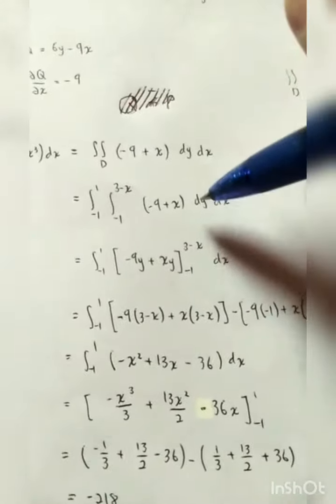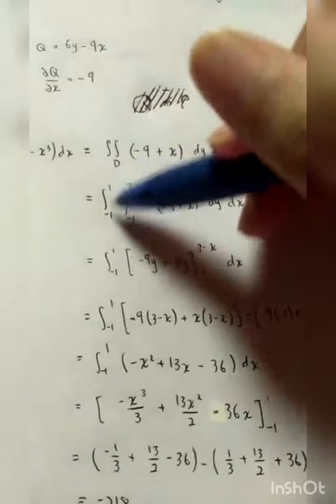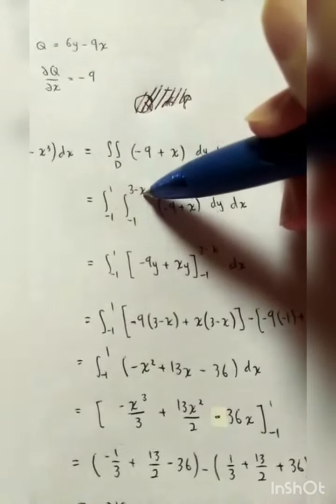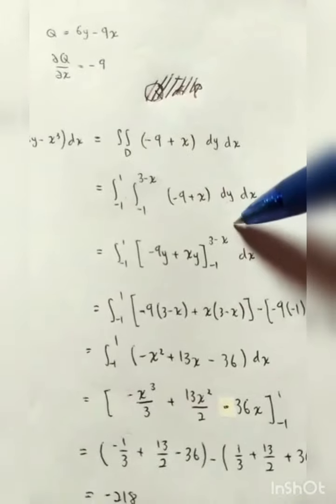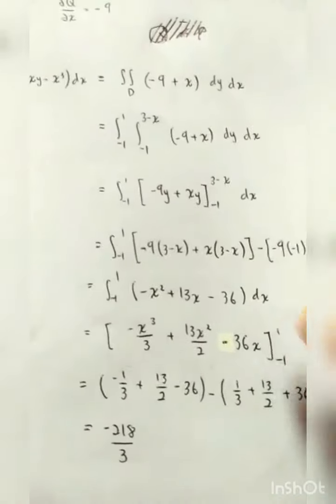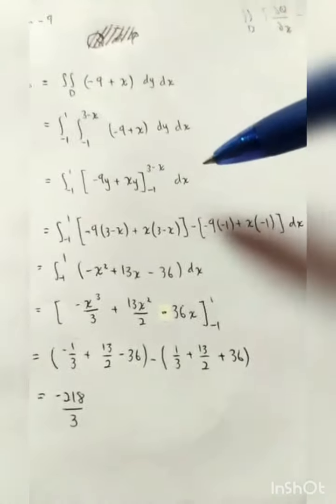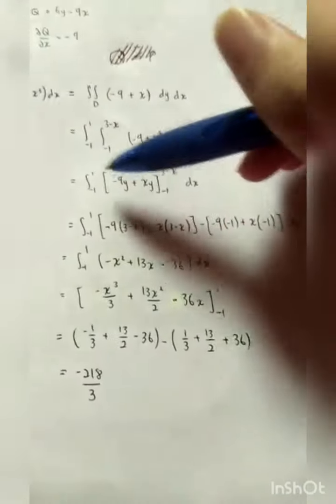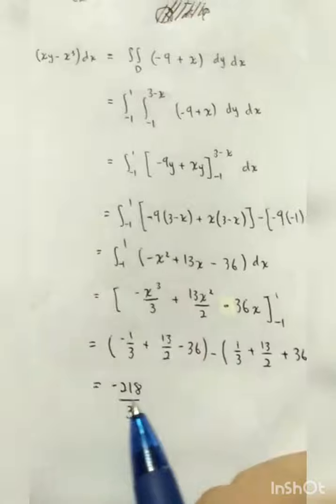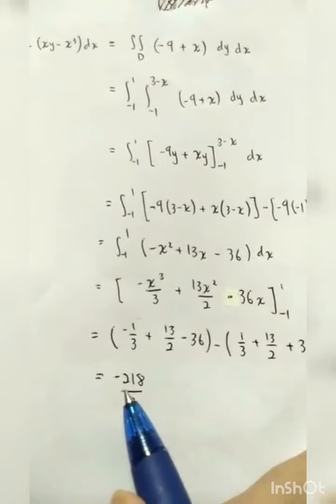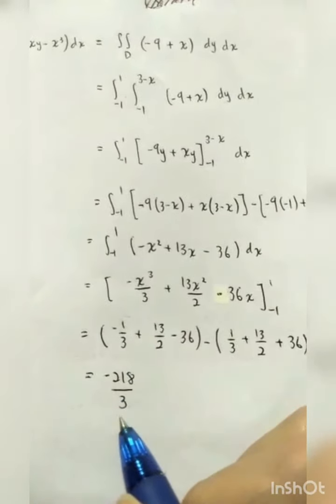So we choose dy first because in this part there is an x in there. So just to make it easier, we choose dy first. We integrate dy first. And then just integrate it like usual. And at the end, we will get the final value is negative 218 over 3.